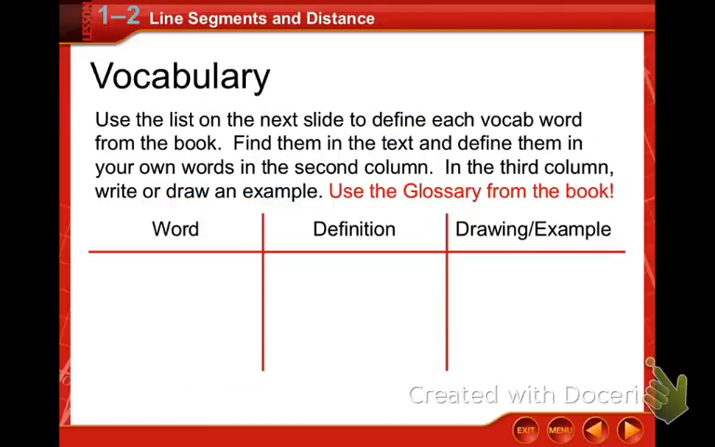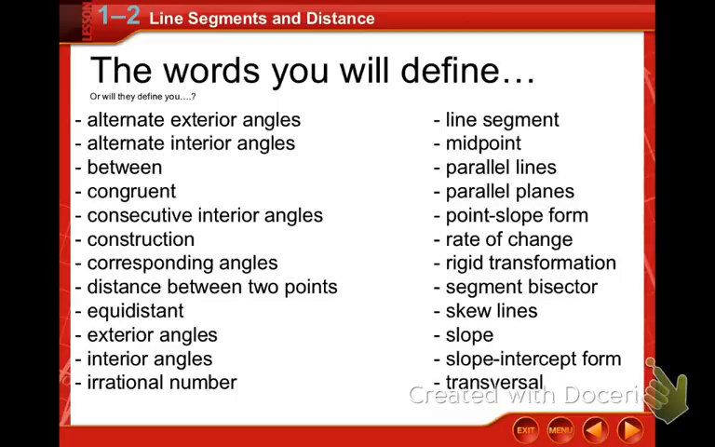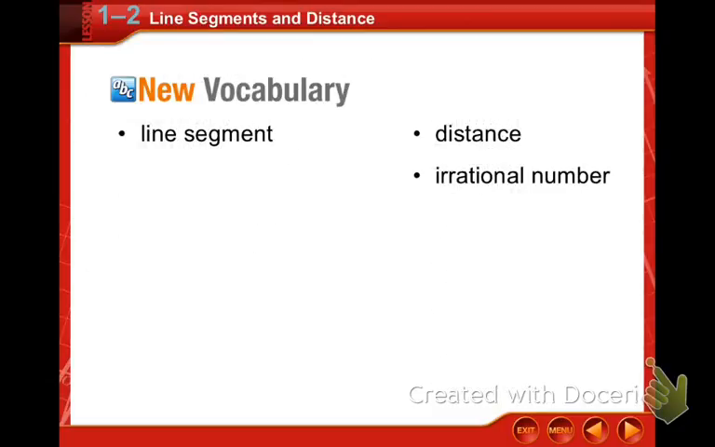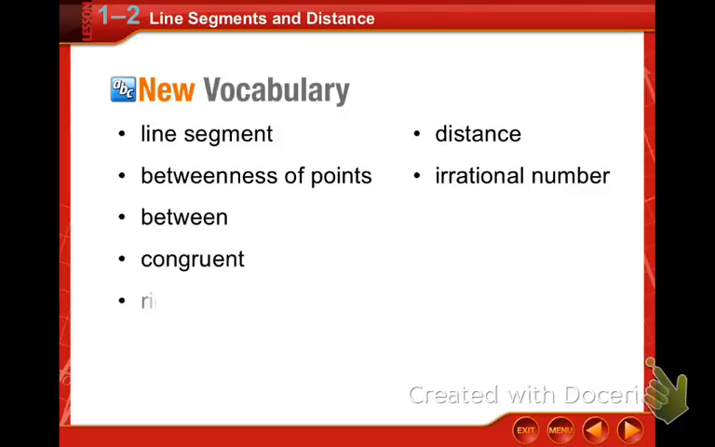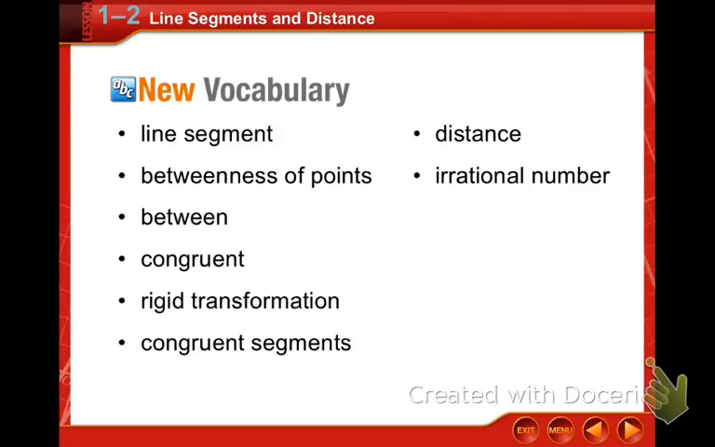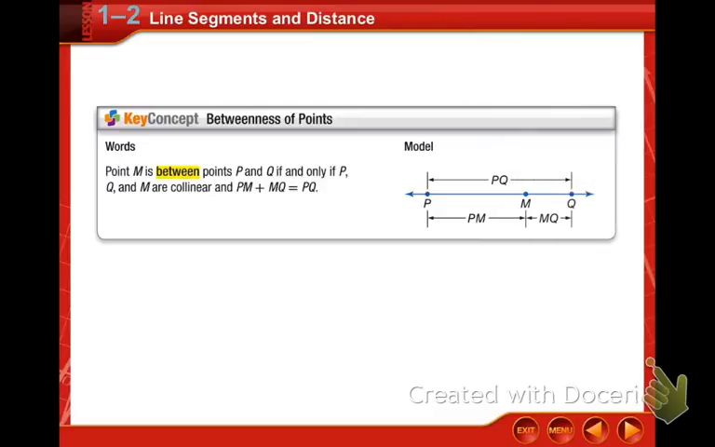So today, we also did vocab this day. So if you didn't already, hopefully you defined all those words. I'm not going to accept those words at this point, but you can try and define them just so you have them. Line segment, distance, irrational number, betweenness of points, between, congruent, rigid transformation, congruent segments, construction. These are all words we're going to look at today.